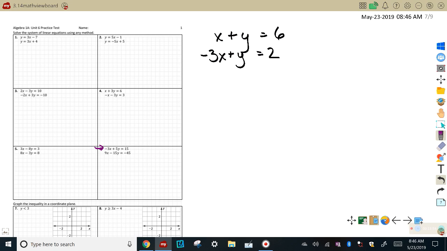Charlotte. You guys can't say top or bottom? You just can't. Top. Okay. All right. If I want the top one to be negative, then I do know that I want to have a negative y over here. Okay. What would I have to multiply this equation by to get the y to be negative y?